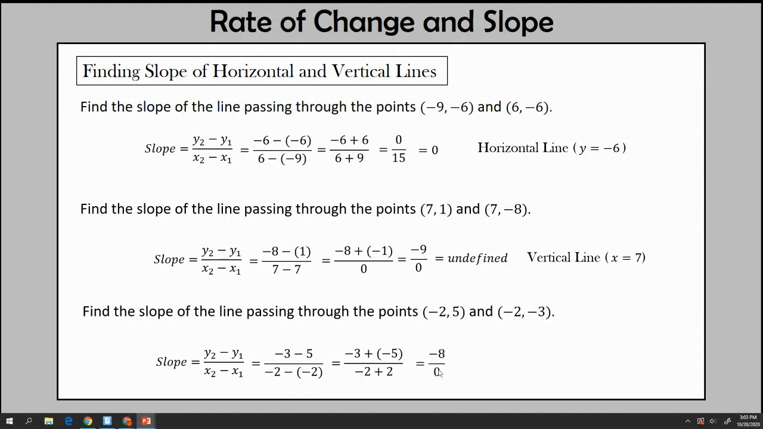So we're going to wind up with -8 over 0. Doesn't matter what the top number is. If the bottom number is 0, this is undefined. And if it's undefined, it's a vertical line. And if I go back up here, I notice both of the x coordinates are -2. That happens to be the equation right there.